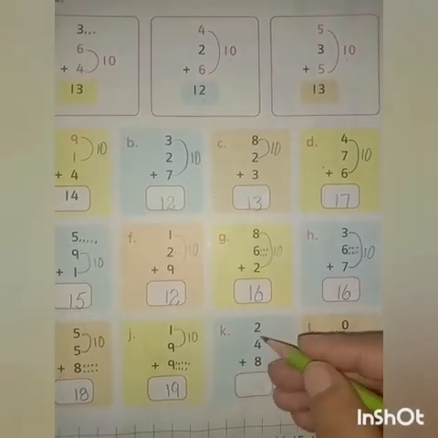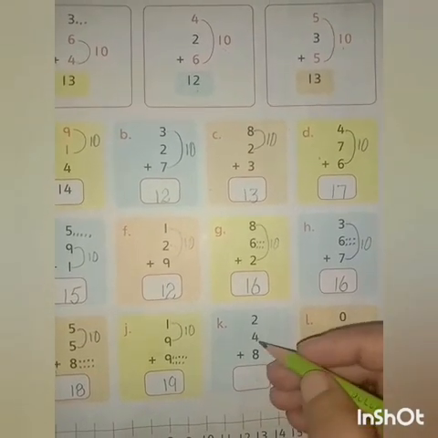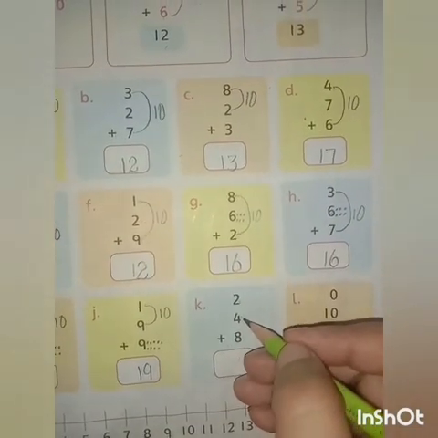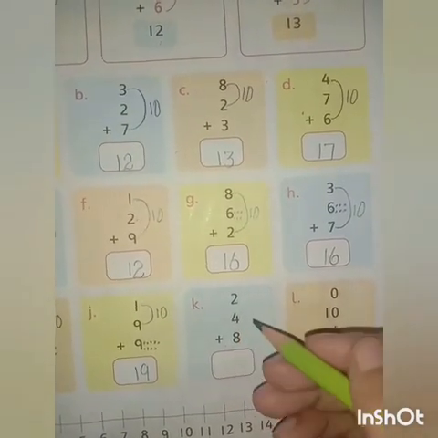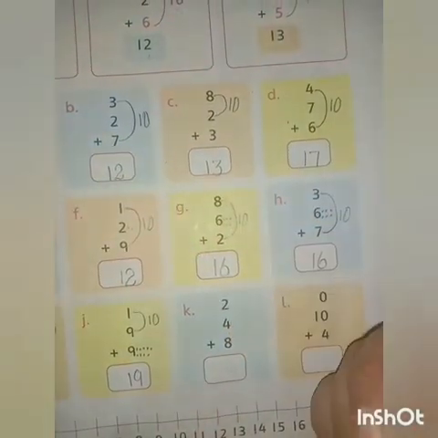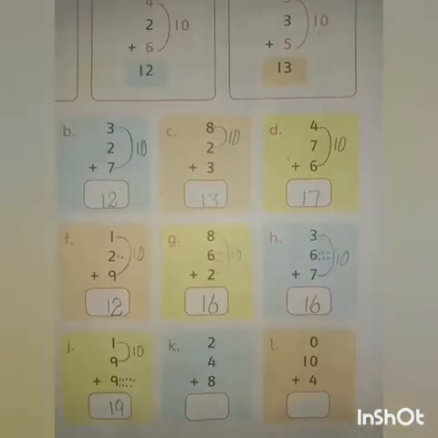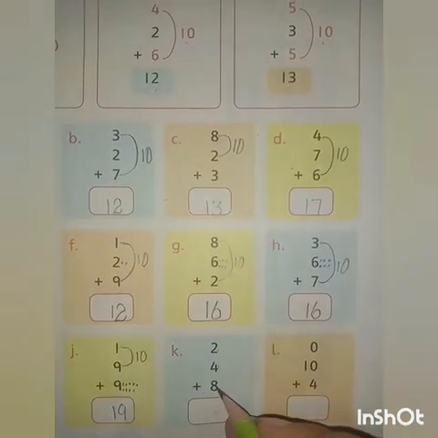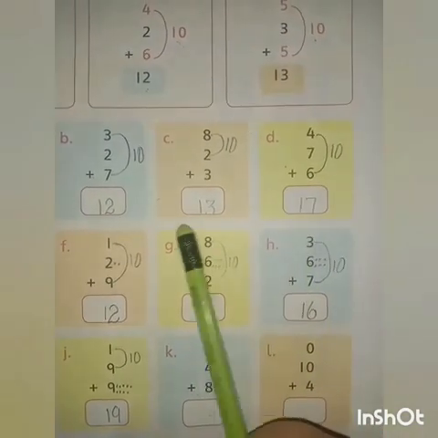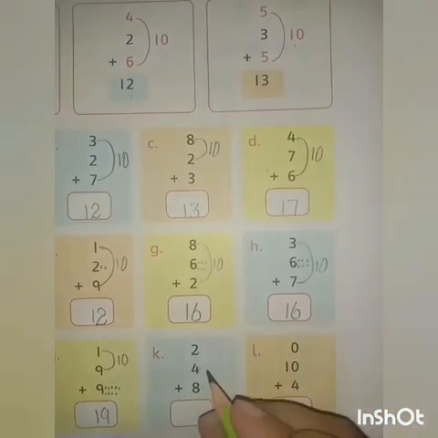Point K. Here we have 2, 4, 8. We have to add them. Students, when we add 4 in 2, 4 is bigger. We have to count towards 4 and add 2 in it. 4, 5 and 6. It's not the group of 10. We have to add 2 in it. 8 is bigger. We have to count towards 8 and add 2 in it. 8, 9, 10. Students, it's the group of 10.